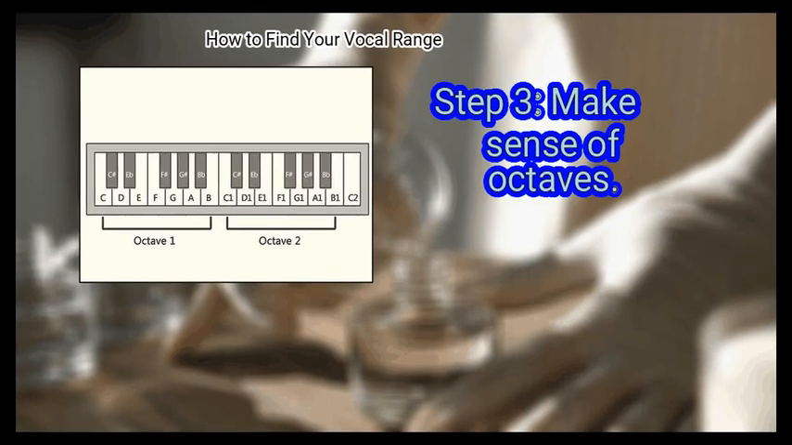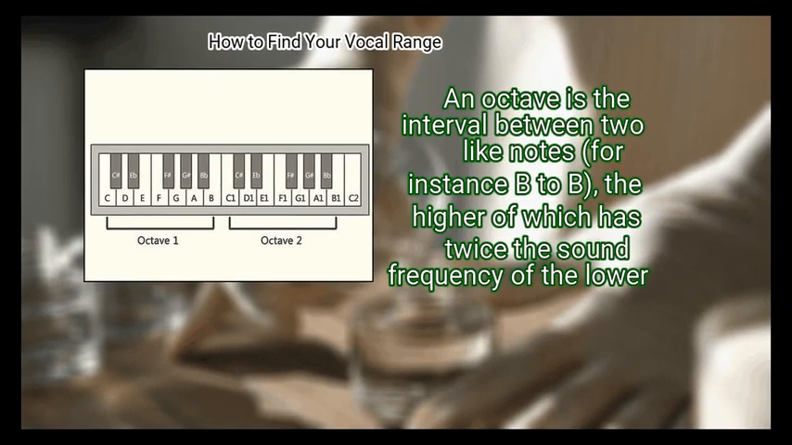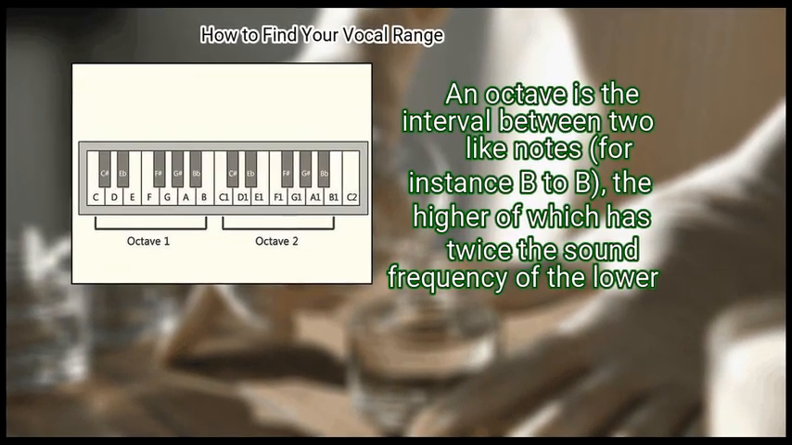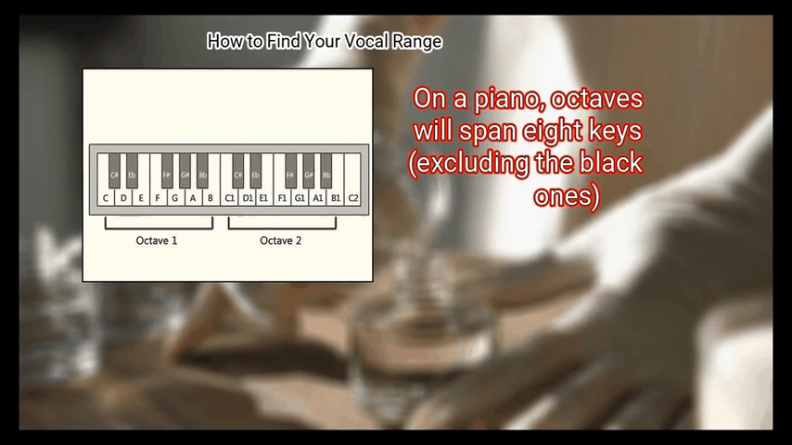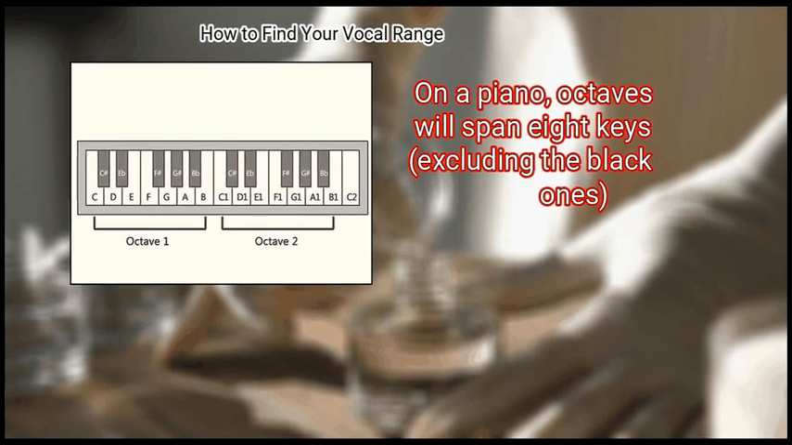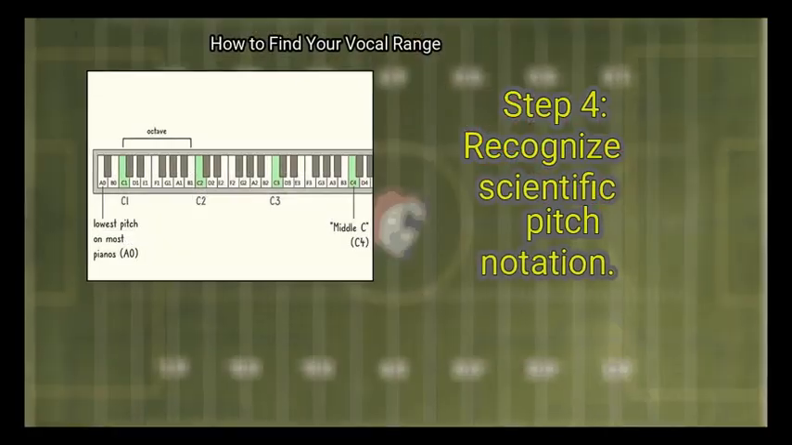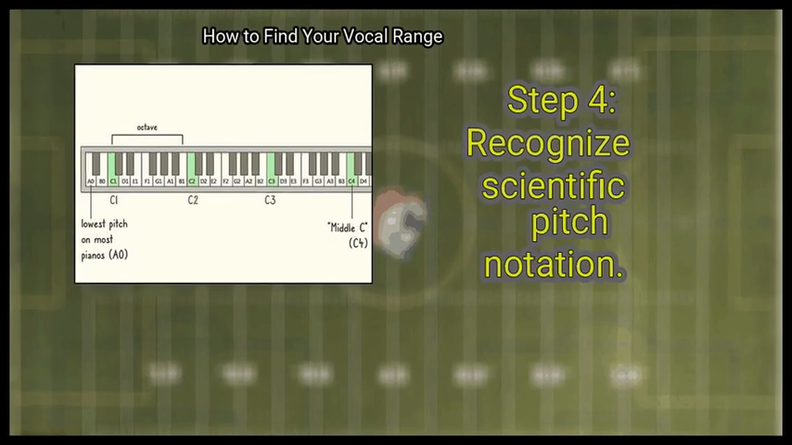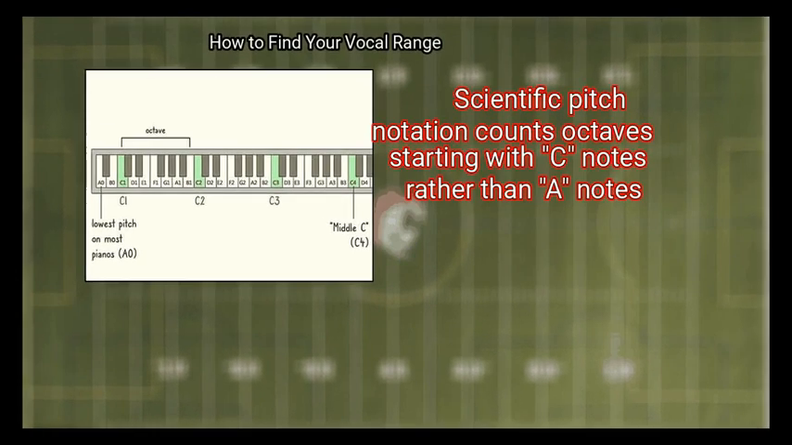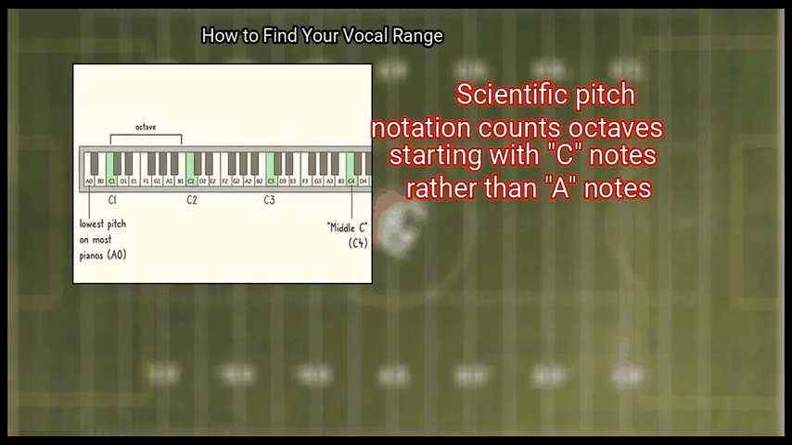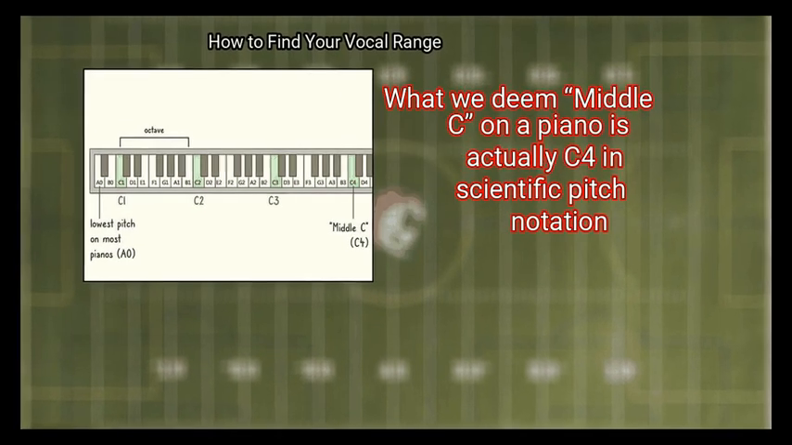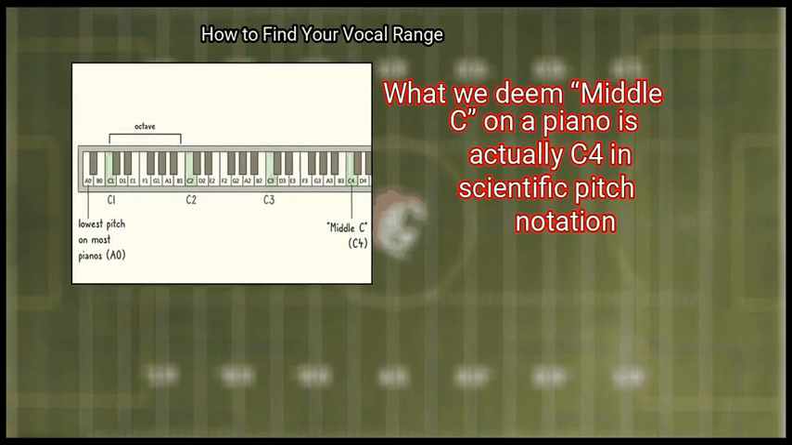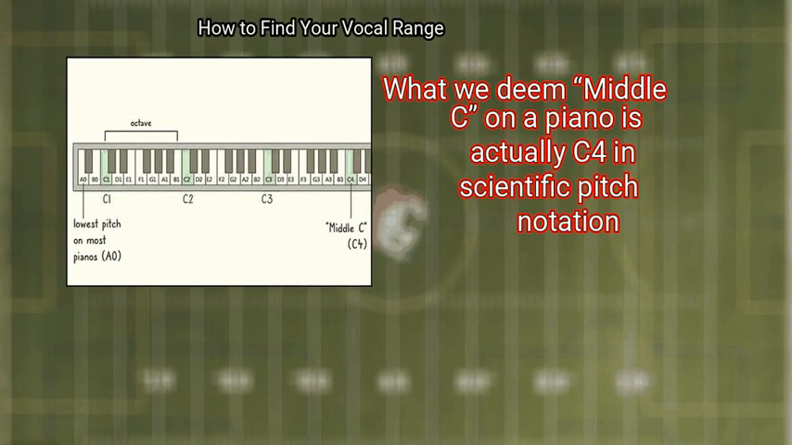Step 3. Make sense of octaves. An octave is the interval between two like notes. For instance, B to B, the higher of which has twice the sound frequency of the lower. On a piano, octaves will span 8 keys, excluding the black ones. Finally, recognize scientific pitch notation. Scientific pitch notation counts octaves starting with C notes rather than A notes. What we deem middle C on a piano is actually C4 in scientific pitch notation.